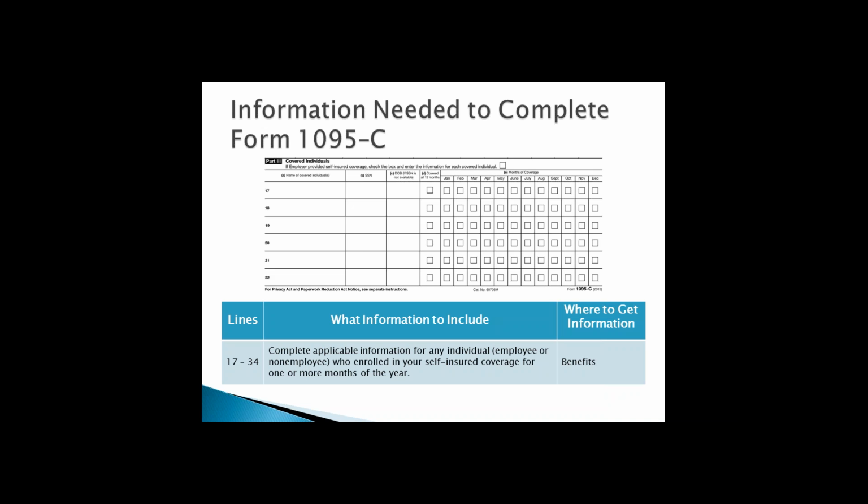Column D, the employer is required to check this box if the individual was covered for at least 1 day per month for all 12 months of the calendar year. So keep that in mind, 1 day per month for all 12 months of the calendar year. If the individual was not covered for all 12 months of the calendar year, employers are required to check the applicable boxes for the months in which the individual was covered for at least 1 day in that calendar month.